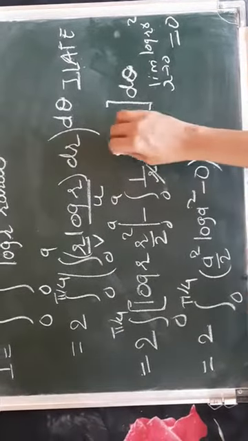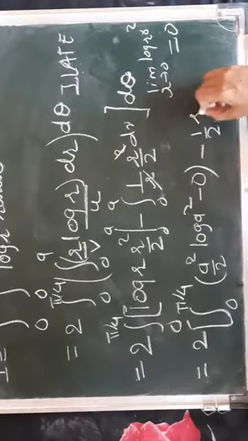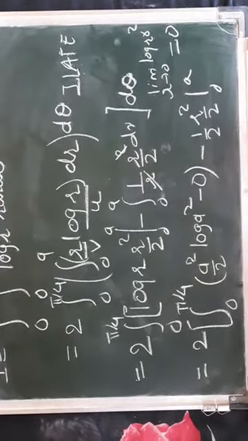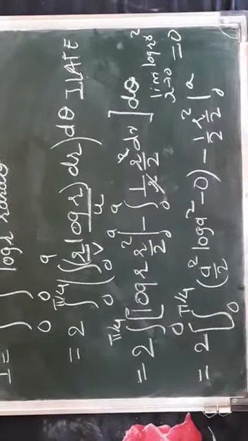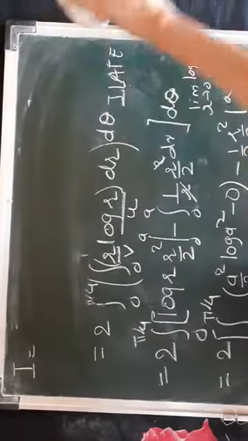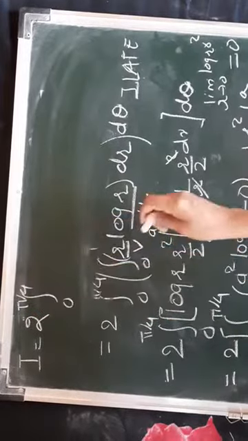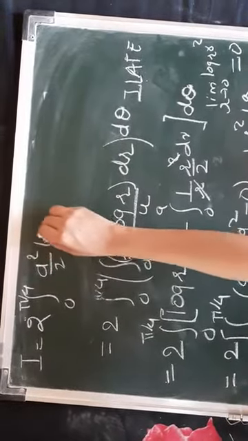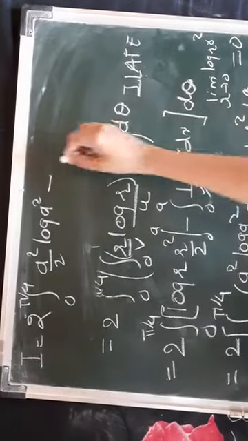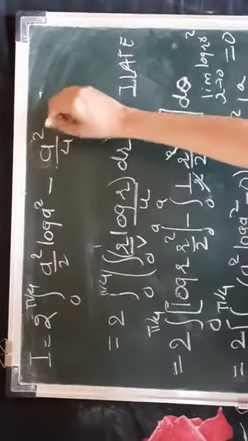Then minus, 1 r gets cancelled. It is 1 by 2 into integration of r again, which is r square by 2 from 0 to a. So when I do the simplification, I will get the value of that integration, which is 2 times outside, integration 0 to pi by 4 as it is. It will be a square by 2 log of a square minus, I'll put the upper limit because again lower limit will become 0, so it is a square by 4, into d theta.